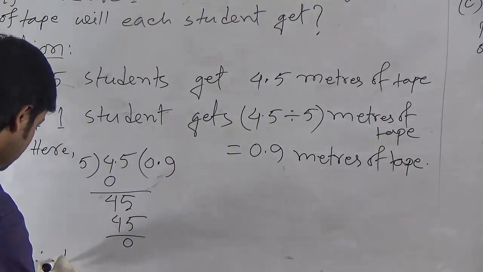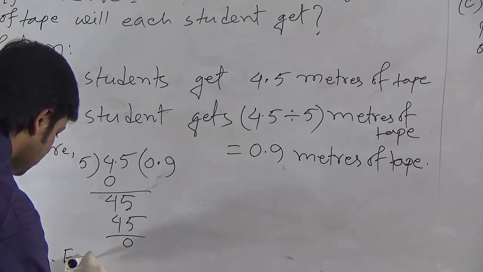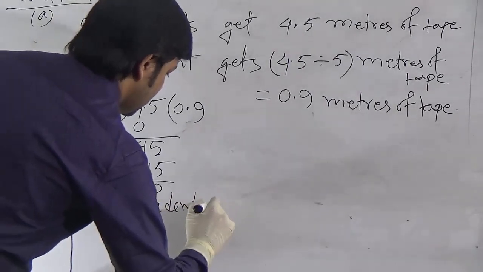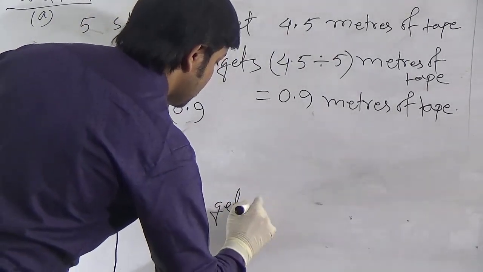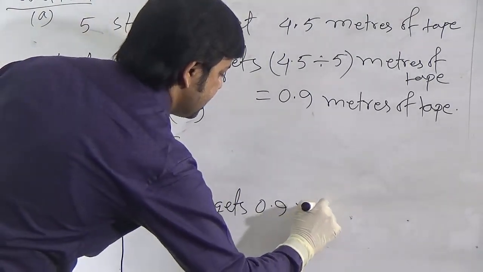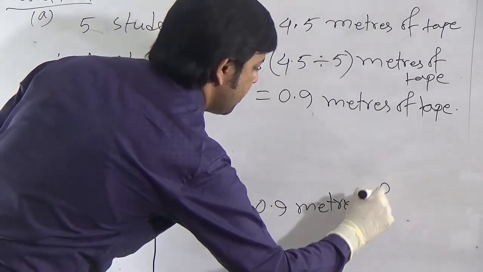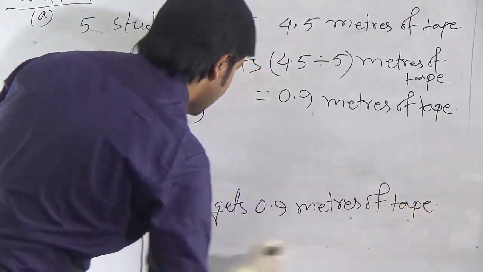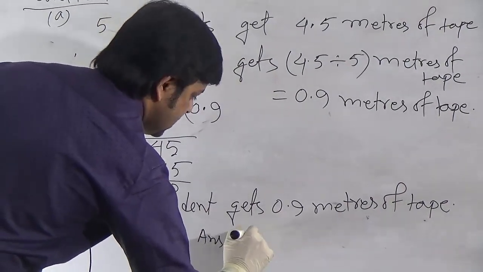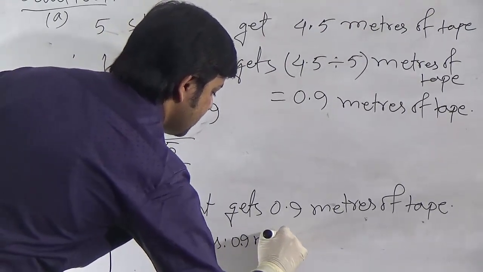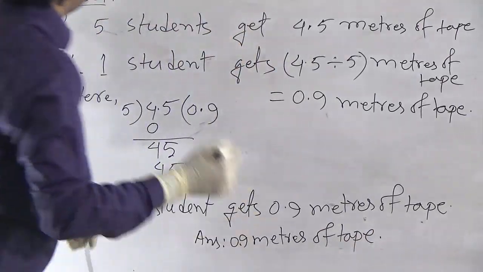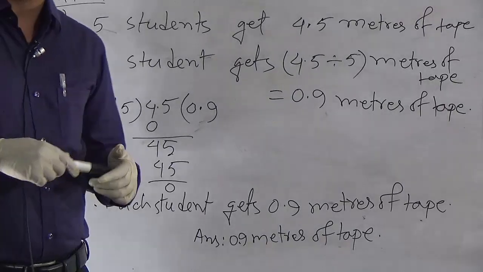Therefore, each student gets 0.9 meters of tape. So our answer of question A is 0.9 meters of tape. I have done question A. Now I will solve question B.